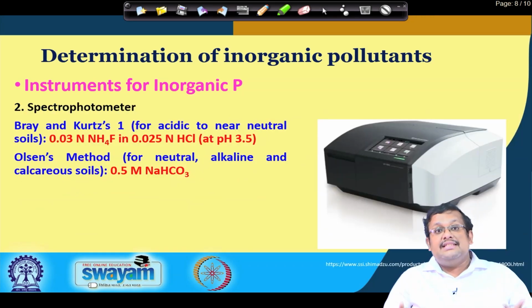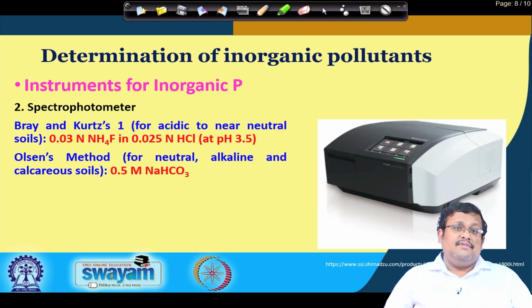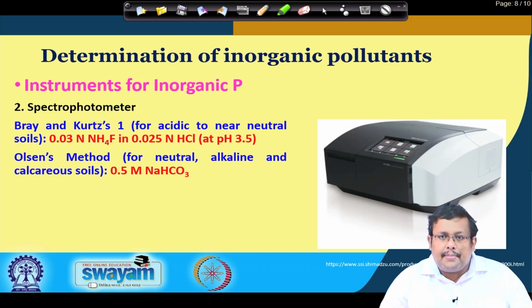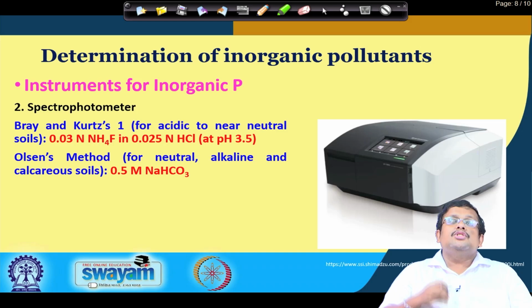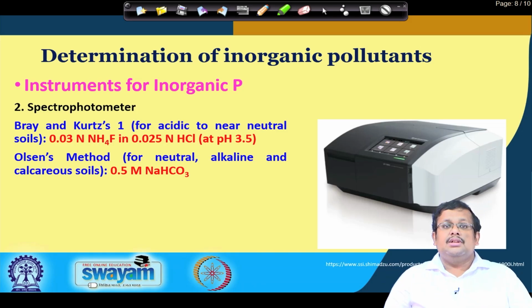So, we have discussed the ICP AES. The second important thing for measurement of inorganic phosphorus is known as the spectrophotometer. And sometimes you will see people using a term called colorimeter also. So, what is the difference, we will see. Now, before measuring the concentration of orthophosphates or inorganic phosphate in a spectrophotometer, we need to extract the phosphorus. So, for extracting the phosphorus, we need to have some kind of extracting solutions. There are two types of extracting solution we generally use.